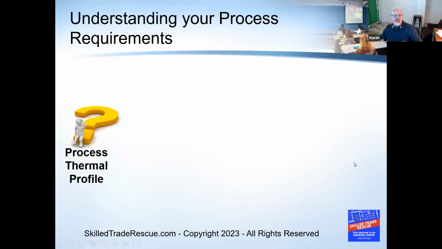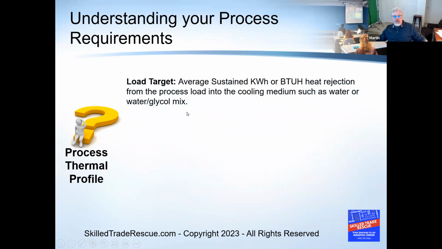All right, so the first thing we're going to do is we're going to get the thermal profile. So what this includes is a few things. First of all, we have to figure out what the load at the target is. All right, so this is typically going to be the machine or machines that we want to cool with said chiller.